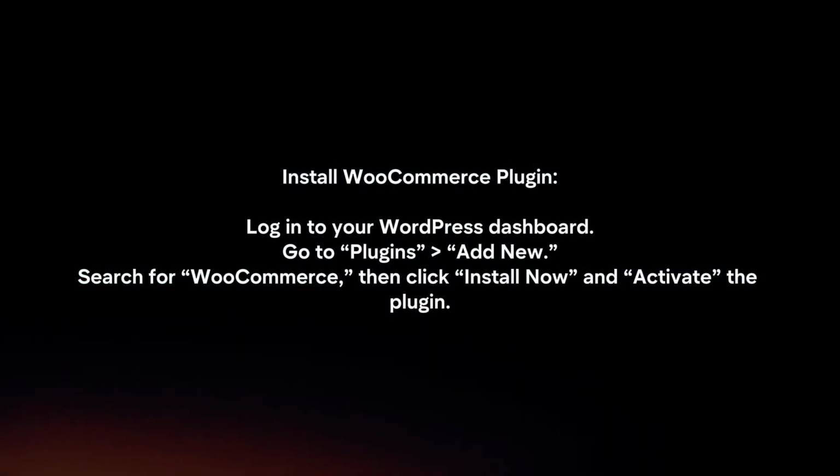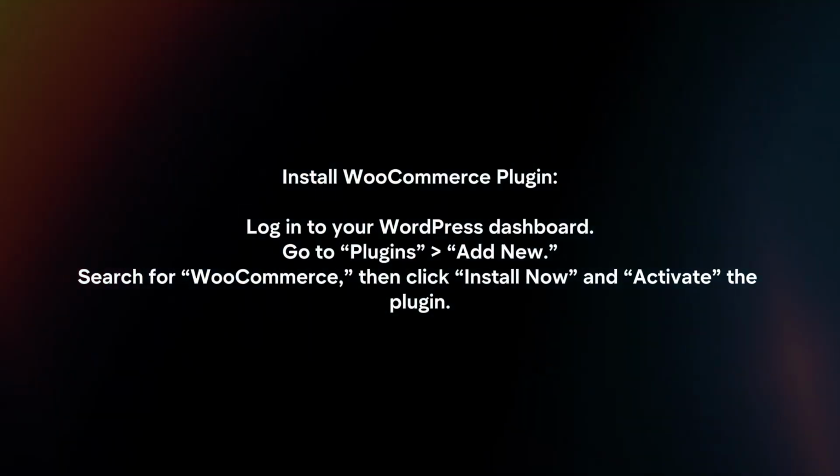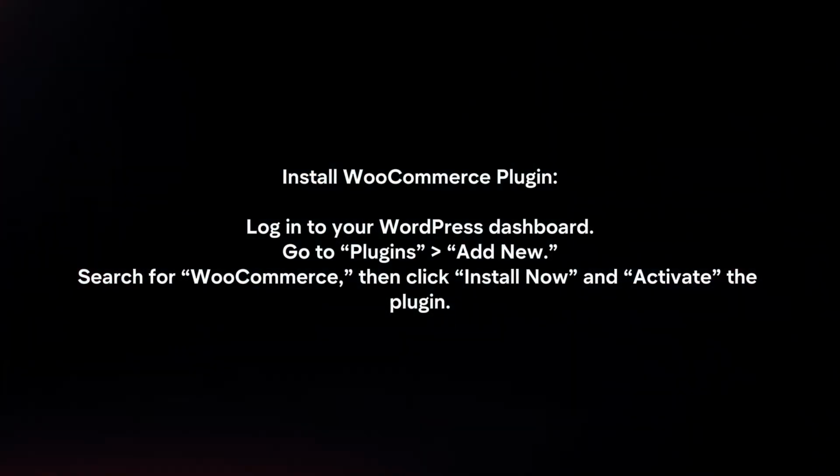Install WooCommerce plugin. Log into your WordPress dashboard. Go to Plugins, Add New. Search for WooCommerce, then click Install Now and activate the plugin.